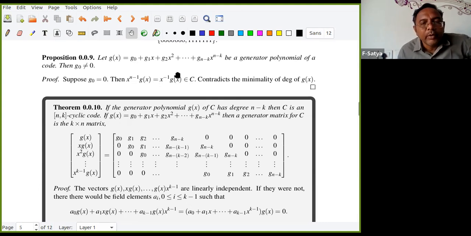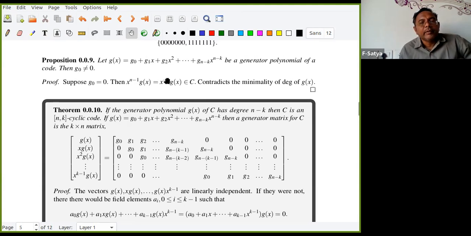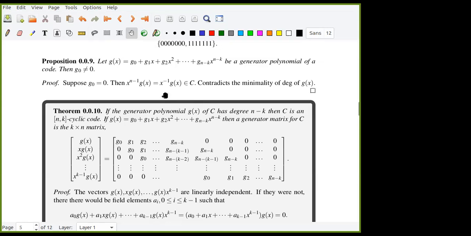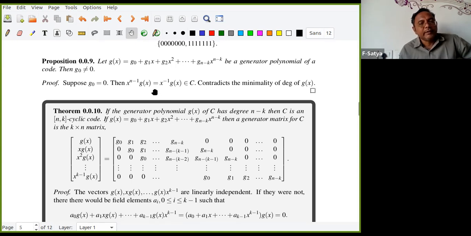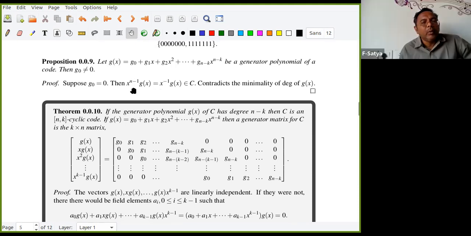What about the degree of this polynomial? The constant term is 0. When I multiply by x power minus 1, what do you know about the degree of this polynomial compared to g(x)? It is less than the degree of g(x), one degree less than, correct? Yes, that is one thing. And you know that if g(x) is there, any multiple of that also will be a code word, right?